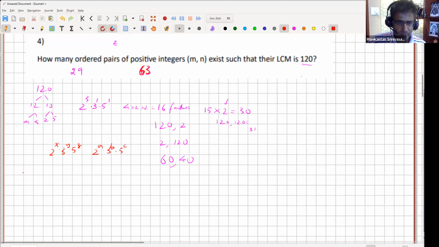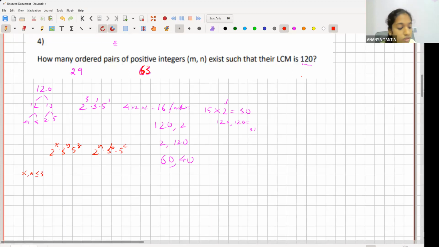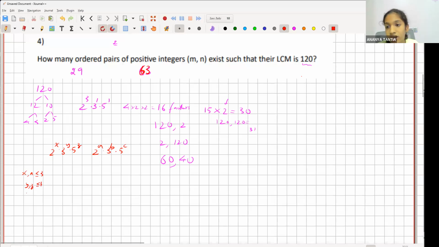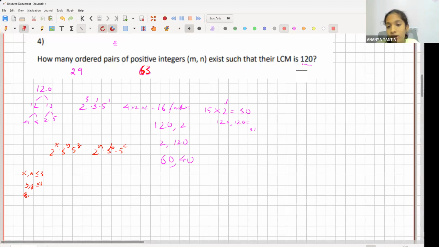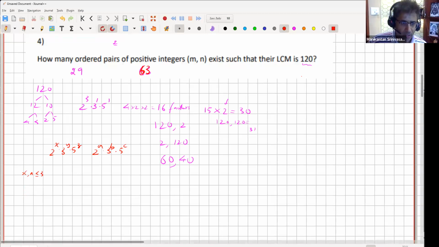Y and b have to be 1 or 0, and Z and C also have to be 1 or 0. So in that, I calculated all the possibilities and then I multiplied it. But how do you calculate? So can we go through?